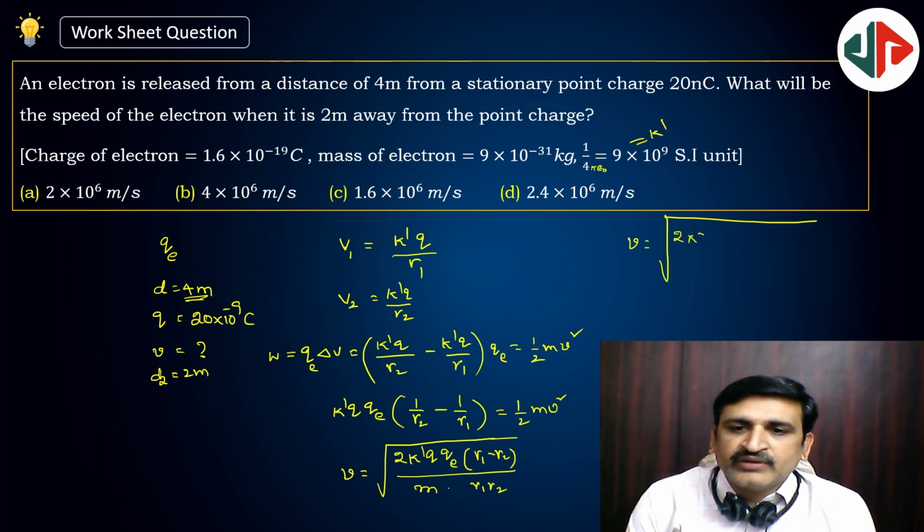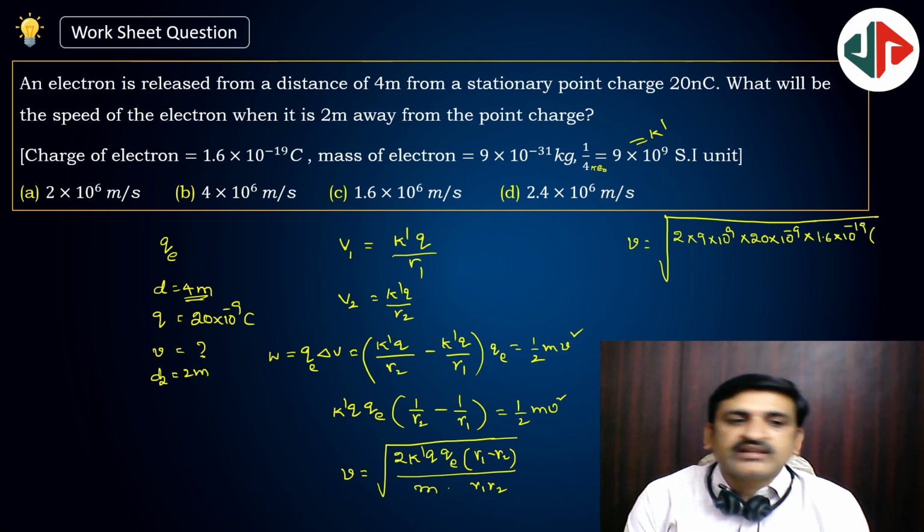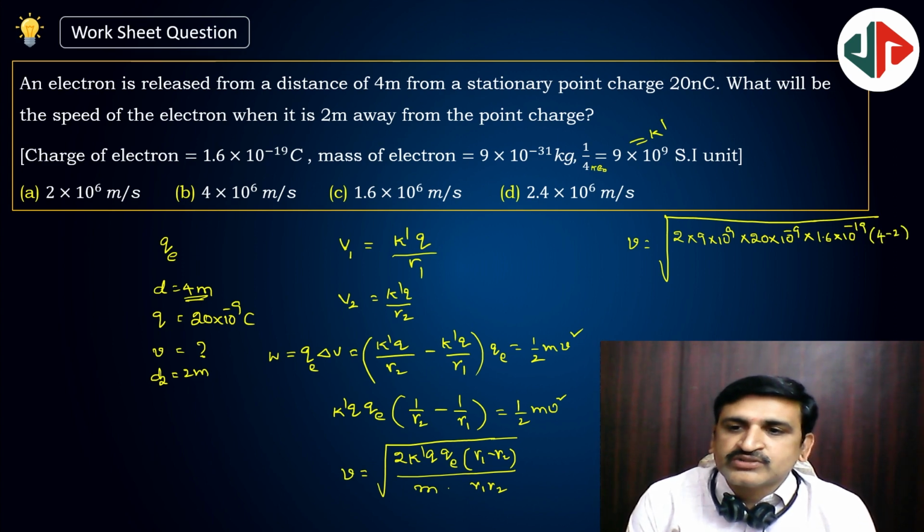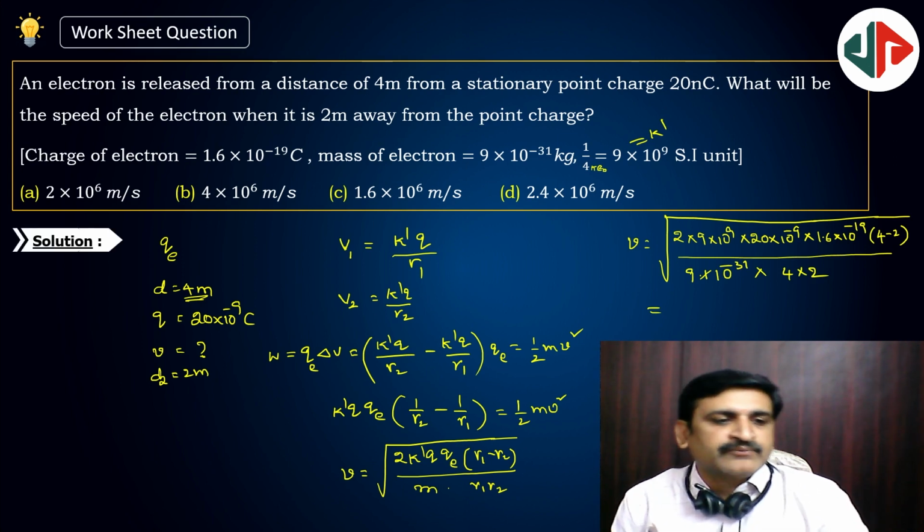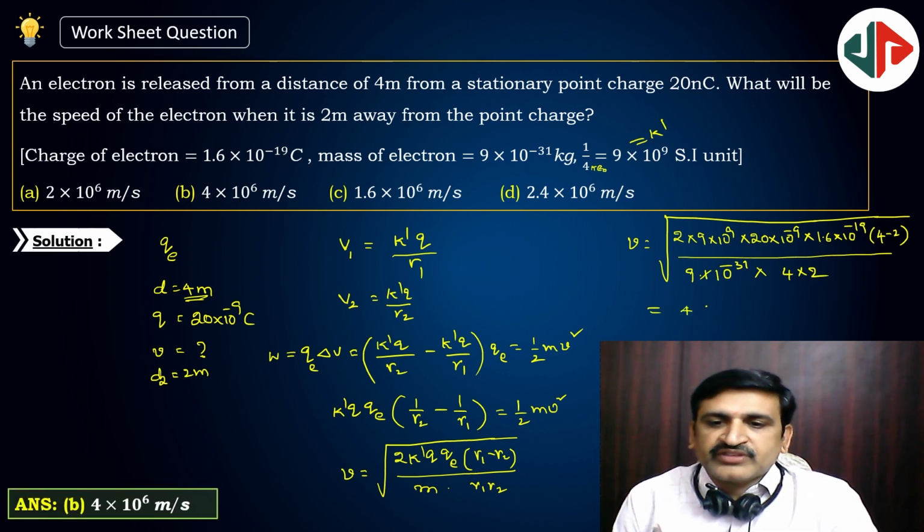2 into 9 into 10 to the power of 9 into Q value 20 nanocoulomb, 20 into 10 power minus 9, into charge of electron 1.6 into 10 to the power of minus 19, into R1 minus R2, 4 minus 2 is 2, by mass 9 into 10 to the power of minus 31 kg into R1 R2, 4 into 2. I don't want to waste time, so this gives 4 into 10 to the power of 6 meters per second. This is the concept.